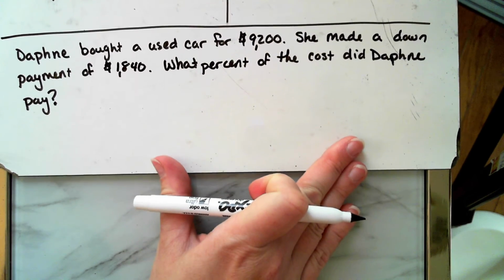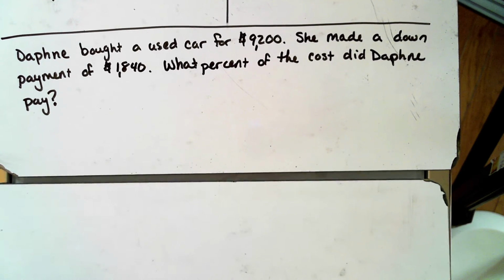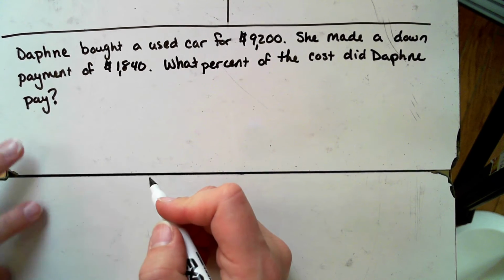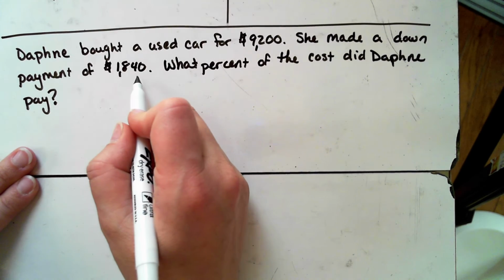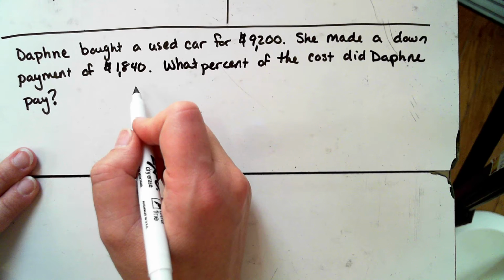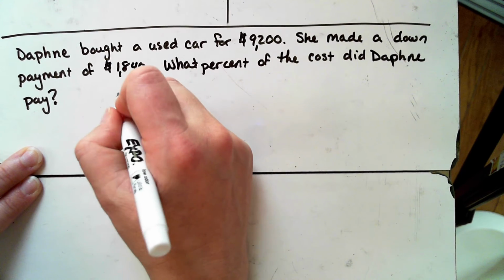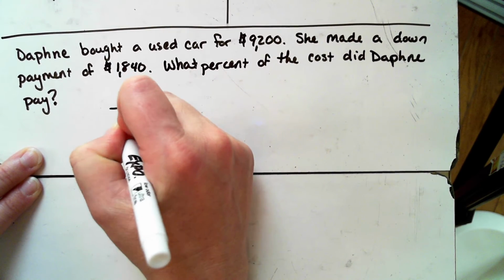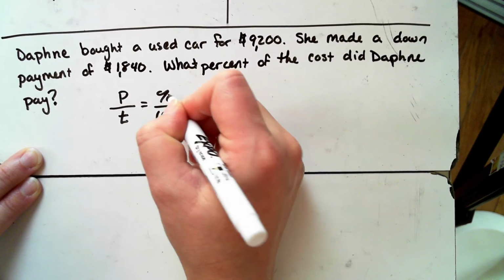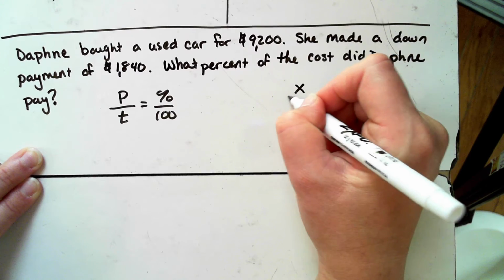In this one, we need to figure out the percentage. It says Daphne bought a used car for $92,000. She made a down payment of $1,840. What percent of the cost did she pay? So remember, it's part over total equals the percent over 100. We don't know the percentage. That's going to be my X.